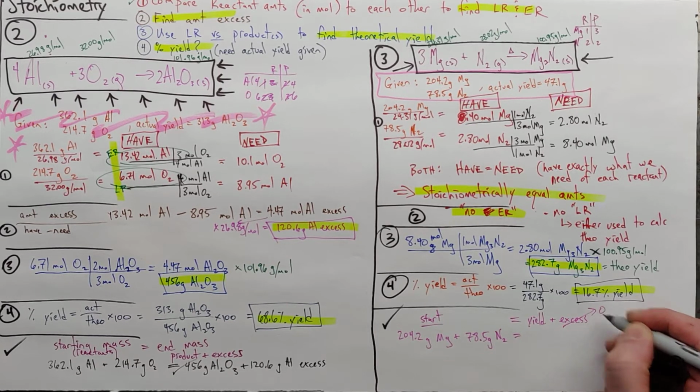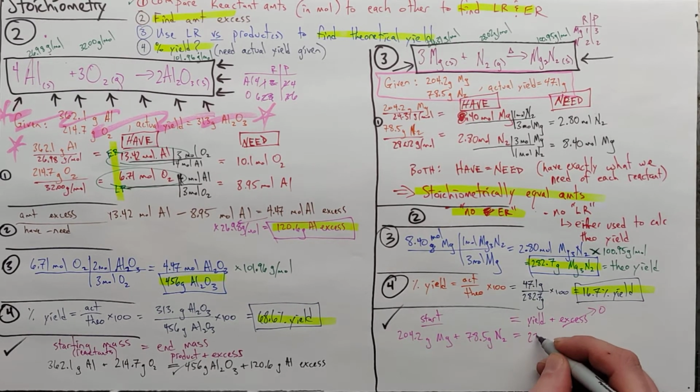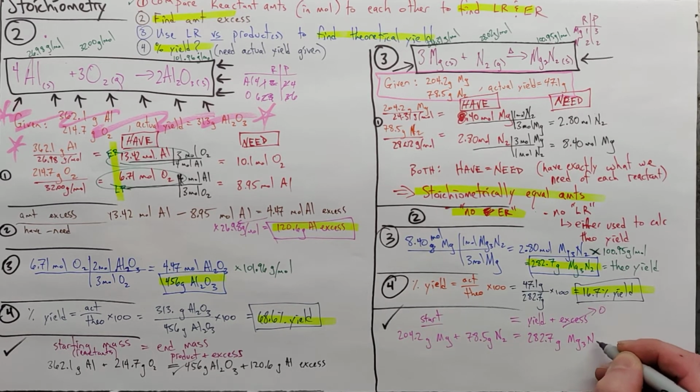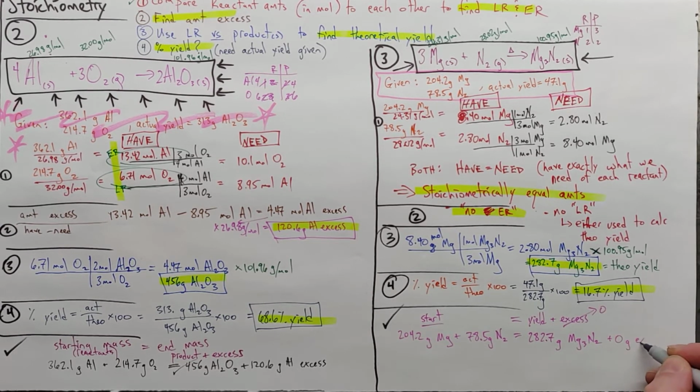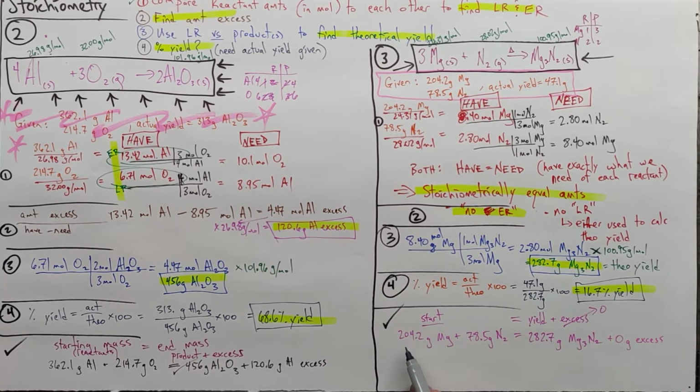In this case, our excess was 0 because we had stoichiometrically equal amounts. Our yield was 282.7 theoretically, grams of Mg3N2. So mass of stuff you started with should be mass of stuff you end up with plus 0 grams of excess. And so 204 and 78 gives you exactly 282.7 in fact. So this does check. There's a good chance we did it correctly.